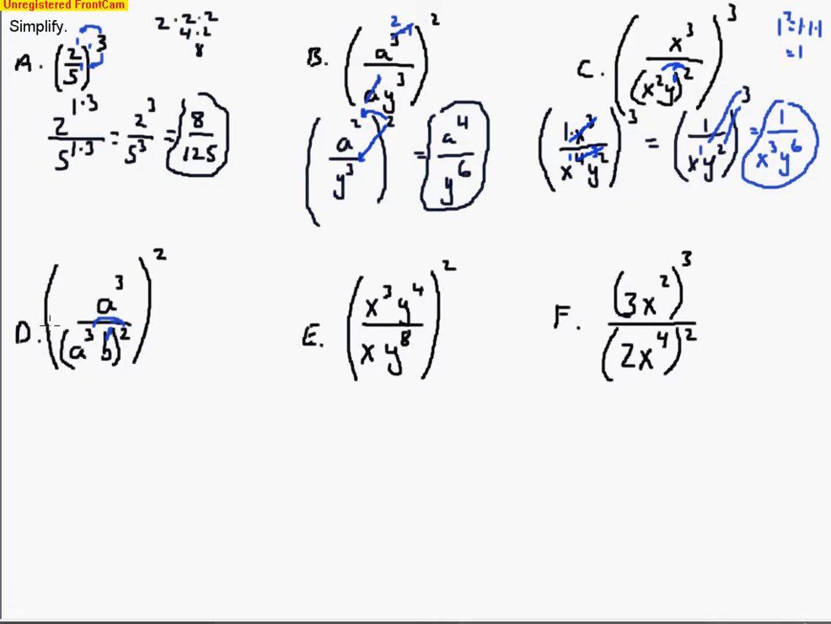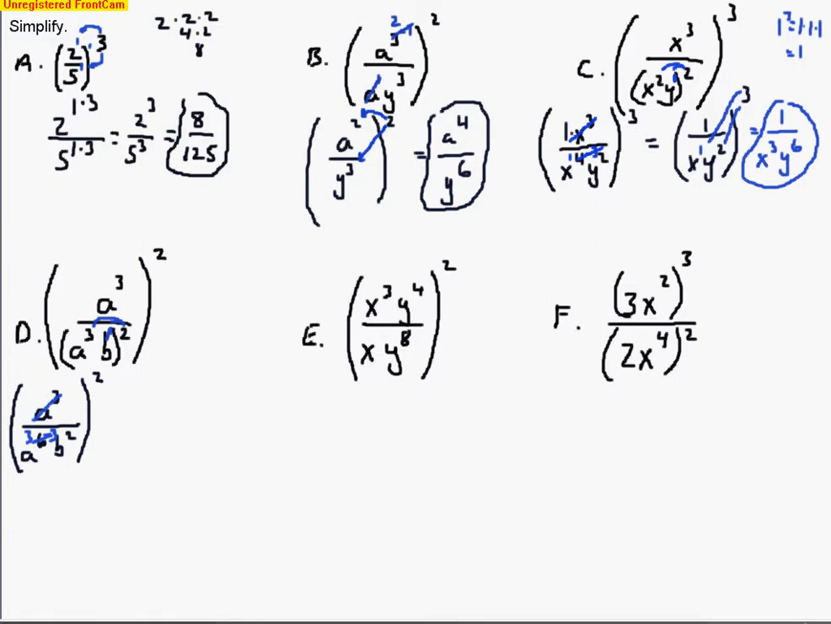So what's left over? We still have that a to the third on top, but down below now we have an a to the sixth and a b to the second. And this is all being raised to the second power. Well, let's go ahead and reduce here. A to the third, those three a's are canceling out three a's on the bottom. And what that leaves us with are three a's on the bottom of the fraction.